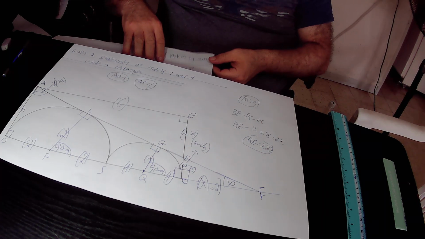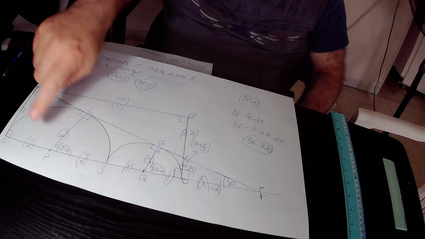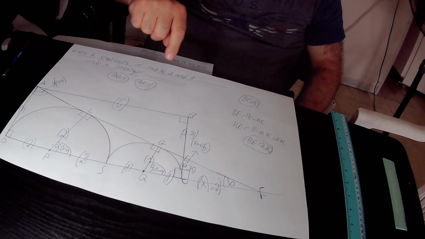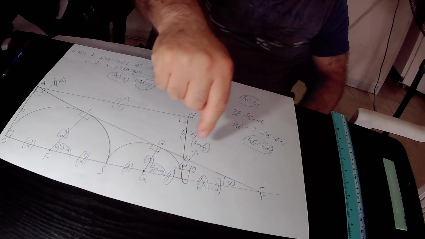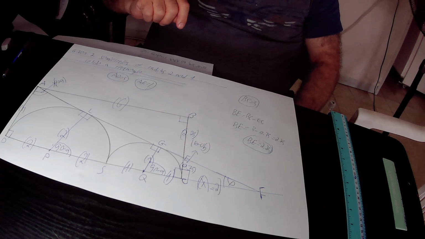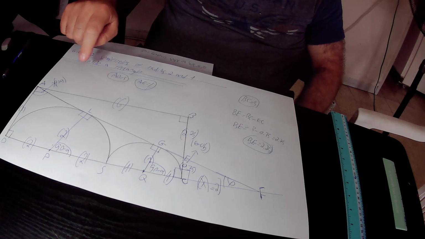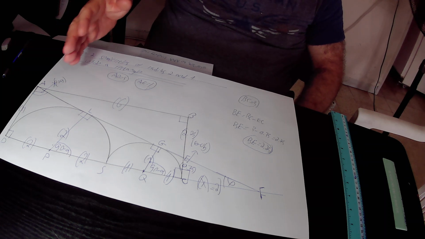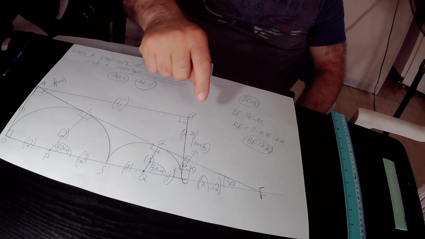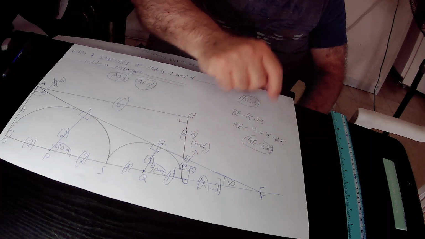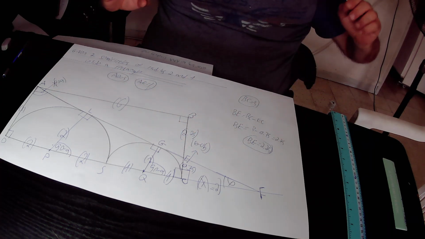In the next step, we prove that the biggest right triangle ADF is similar to the smallest right triangle ECF. Again, we prove that the biggest right triangle ADF, the biggest right triangle in this drawing, is similar to the smallest right triangle ECF. So why are those two right triangles similar to each other?